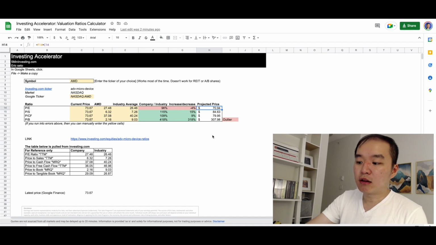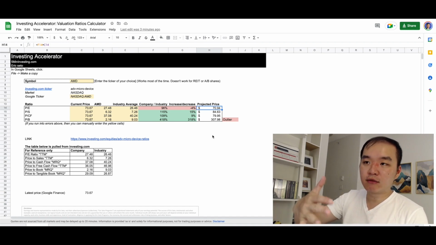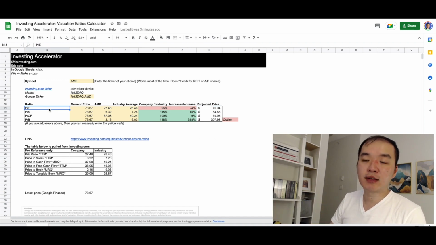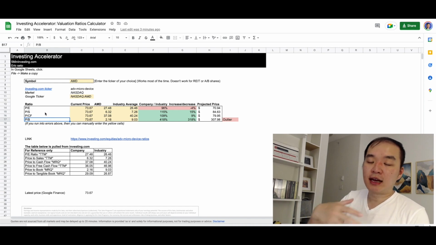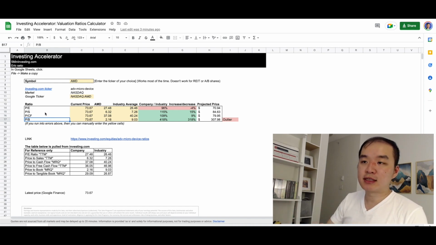Now, there are a lot of differences between the different ratios because one is looking at earnings, the second one is looking at sales, the third one is looking at cash flow, and the fourth one is looking at book value, which is total assets. So that's why when you're analyzing using ratios and valuation, you need to look at all of them instead of just looking at the price to earnings ratio.